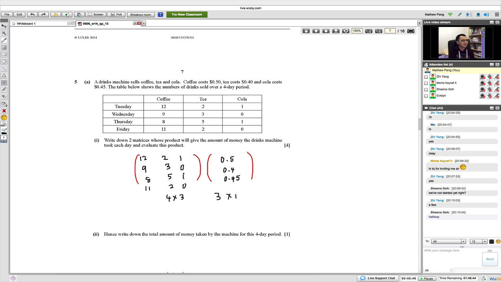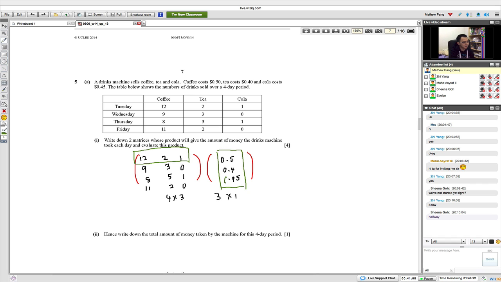Normally after I write out the matrices, I will double check whether the columns and rows match for multiplication. What I'm trying to say is something like this. This one is coffee, because we know in matrices we take the horizontal row and multiply it with the vertical column.